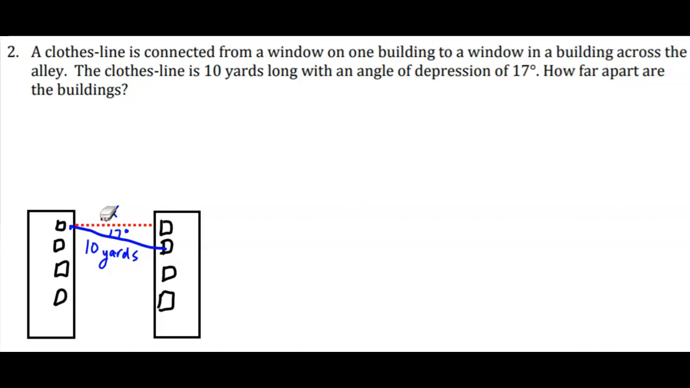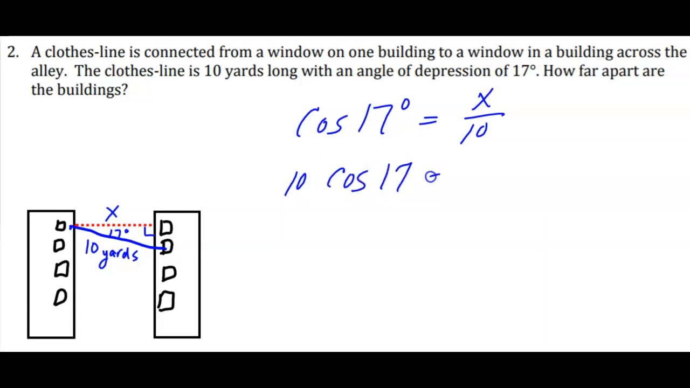Okay, so again, you just have to decide what trig function you're going to use. So my 17 degrees is supposed to be right in here. With respect to that, I have adjacent and hypotenuse because this would make your right angle right here. So this is going to be cosine again. So cosine of 17 degrees equals X over 10. So you're just going to go ahead and punch that in your calculator. 10 cosine of 17 equals X. So X equals 9.56 yards.